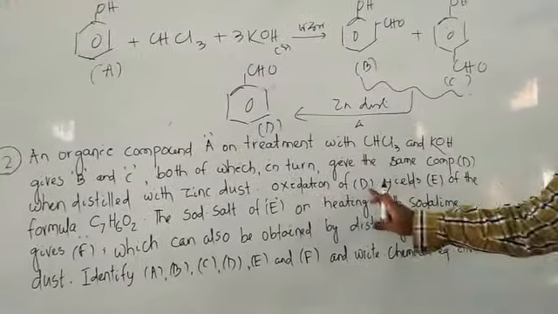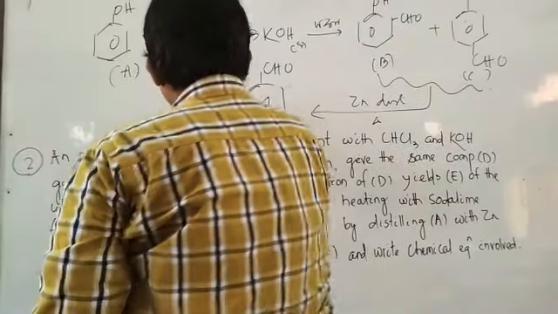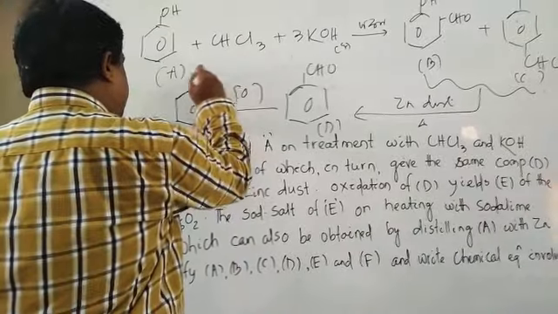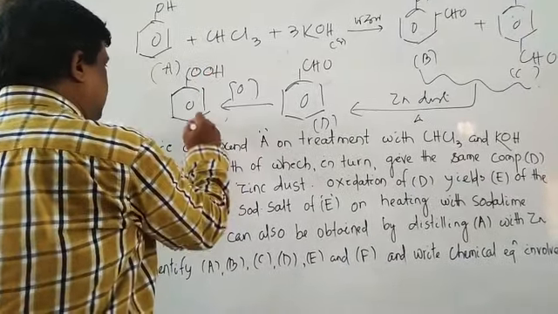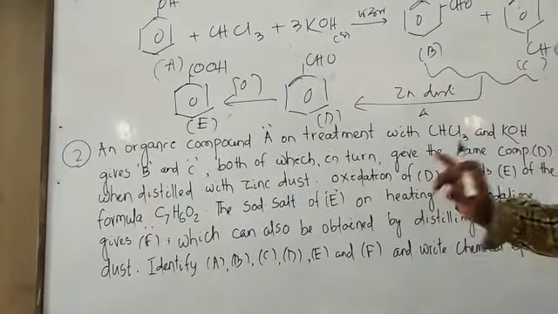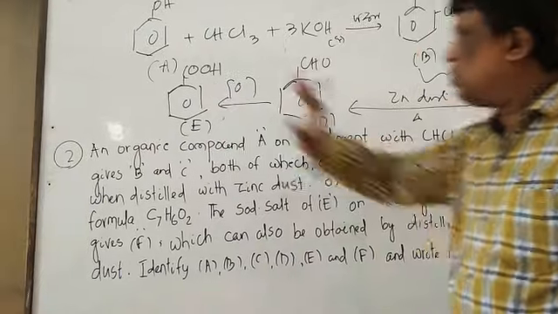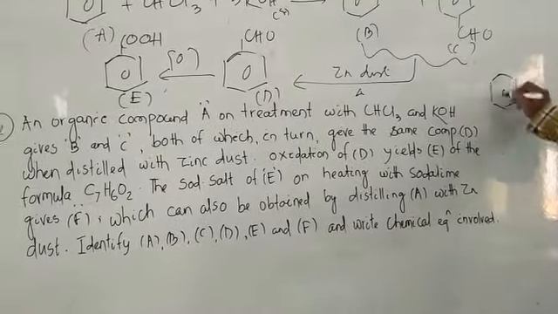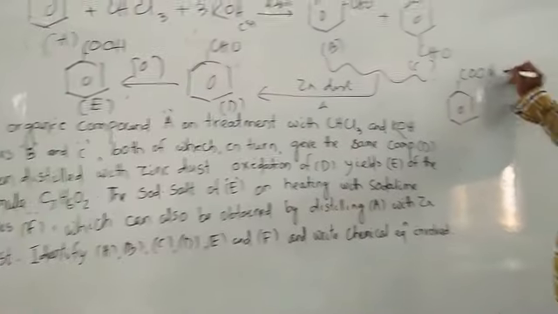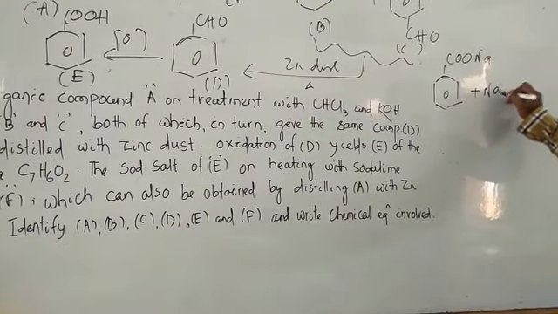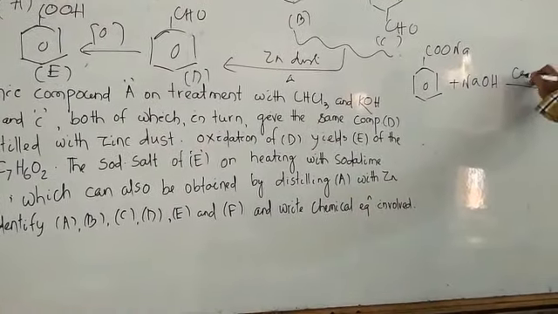Next, on oxidation, D gives E. So benzaldehyde on oxidation gives benzoic acid. It is E. The next question: the sodium salt of E on heating with soda lime. If we select the sodium salt of benzoic acid, then what is the equation? Sodium salt of benzoic acid is heated with soda lime. What is soda lime? A mixture of sodium hydroxide and calcium oxide.